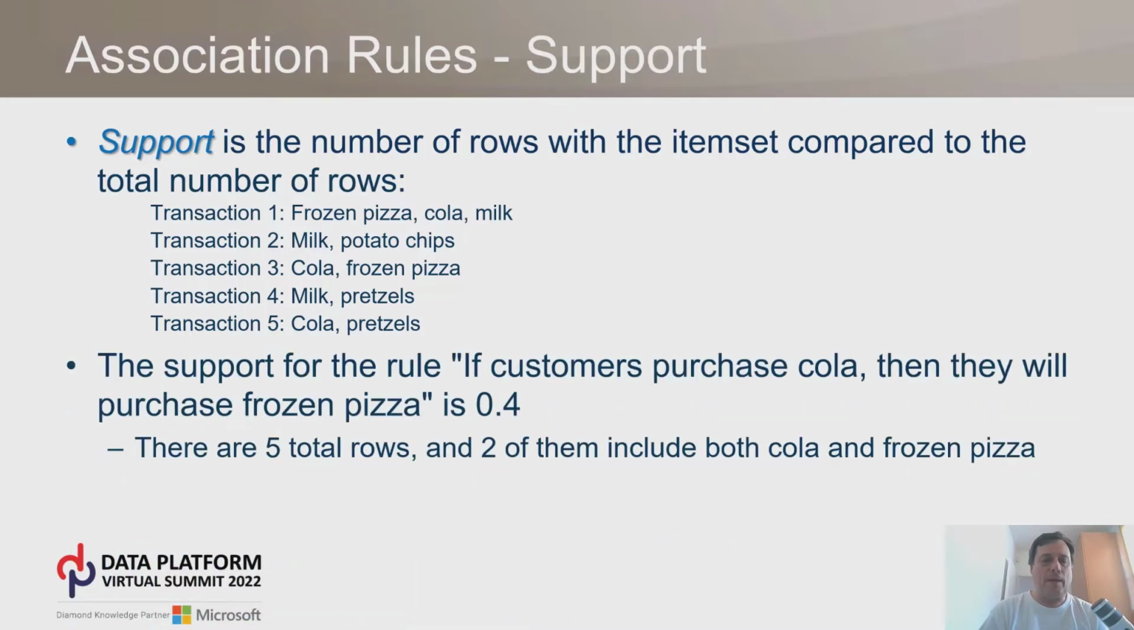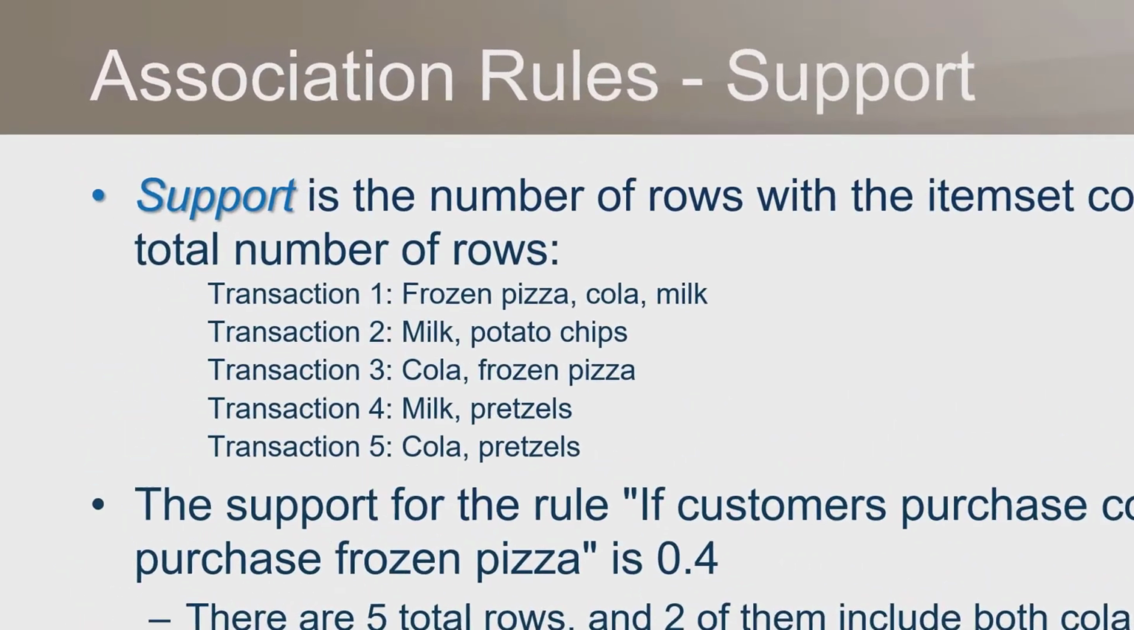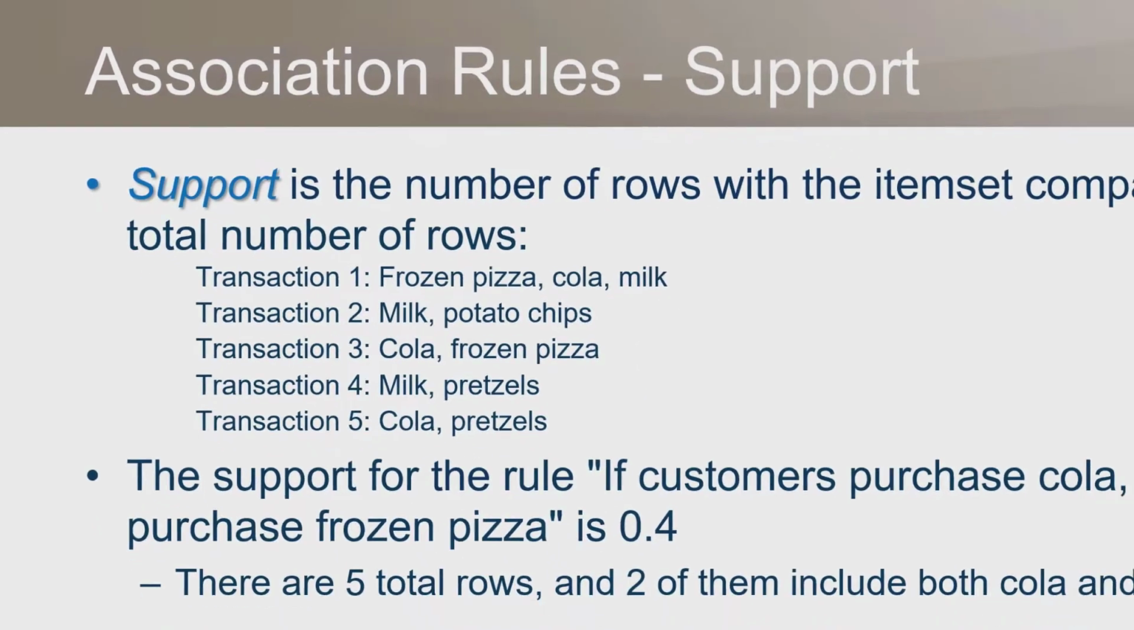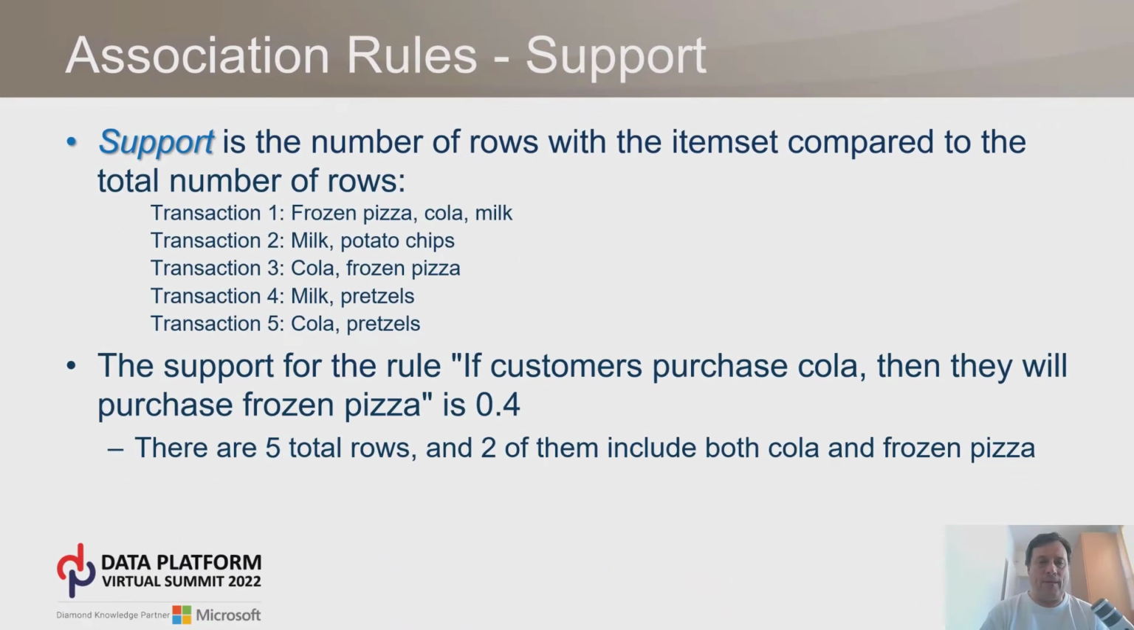For example, here I have 5 transactions. Transaction 1 is frozen pizza, cola, milk. Transaction 2, milk, potato chips, and so on. The support for the rule, if customers purchase cola, then they will purchase frozen pizza, is 0.4. There are 5 total rows or total transactions, and 2 of them include both cola and frozen pizza. Calculating support basically means calculating counts of item sets.